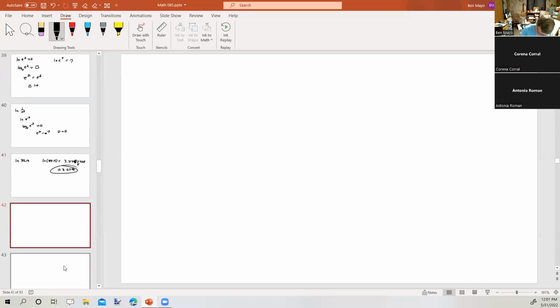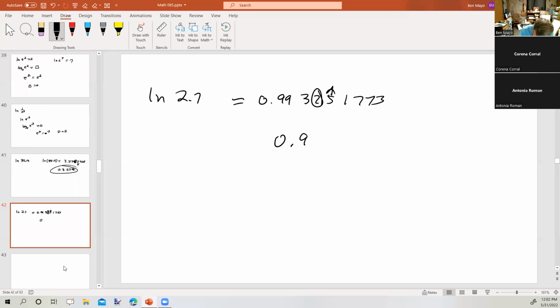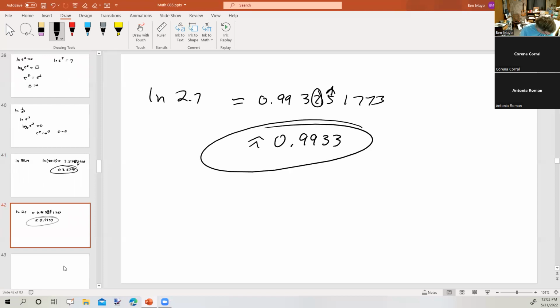All right. How about the natural log of 2.7? So put that into the calculator. Natural log of 2.7. And it comes out as 0.993251773. To 4 decimal places, the 5 would round up, so you'd have 0.9933. All righty.